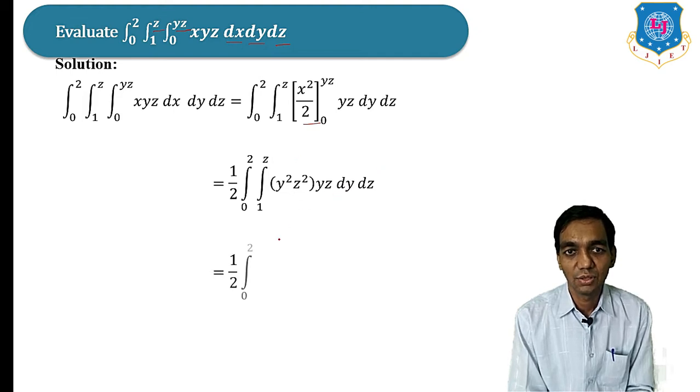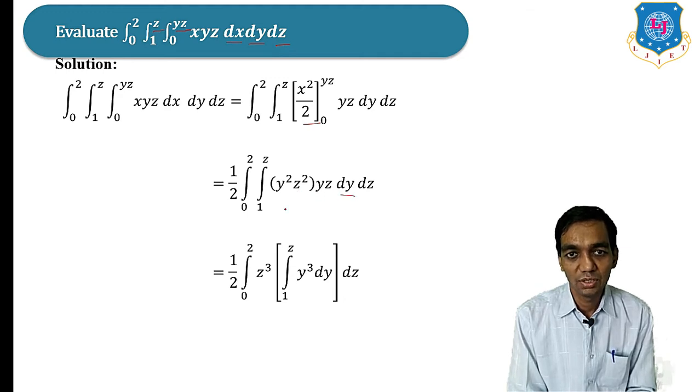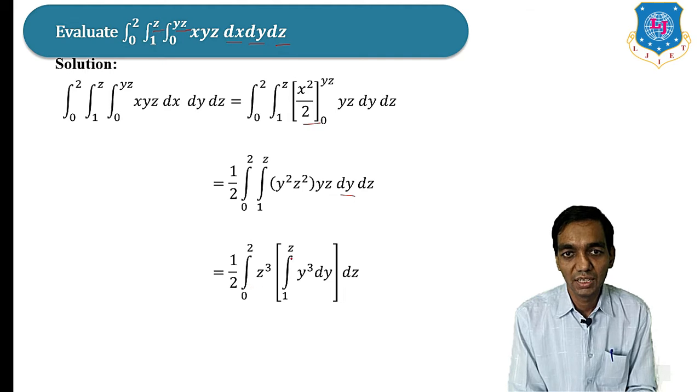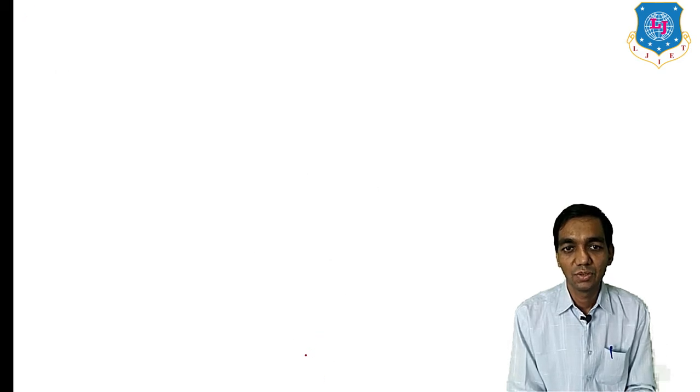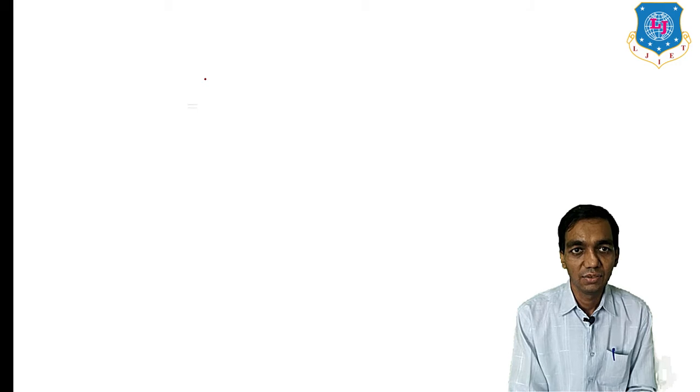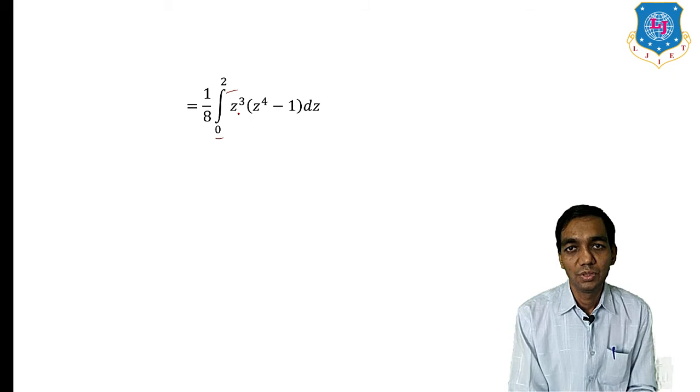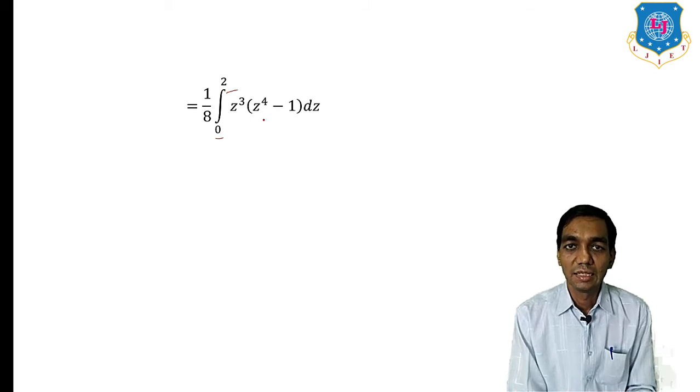Okay. Now that will give you, in double integration, y cube z cube. So first you have to integrate with respect to y. So z cube common out and integration of y cube dy from 1 to z, and 0 to 2. So integration of y cube is y raised to 4 by 4. Limit is from 1 to z. Correct? Now substitute the limit. So 1 by 2, 1 by 4 common out, and that will give you 1 by 8, integration from 0 to 2, z cube into y raised to 4, that means the limit is z raised to 4 minus, lower limit is 1, so minus 1.